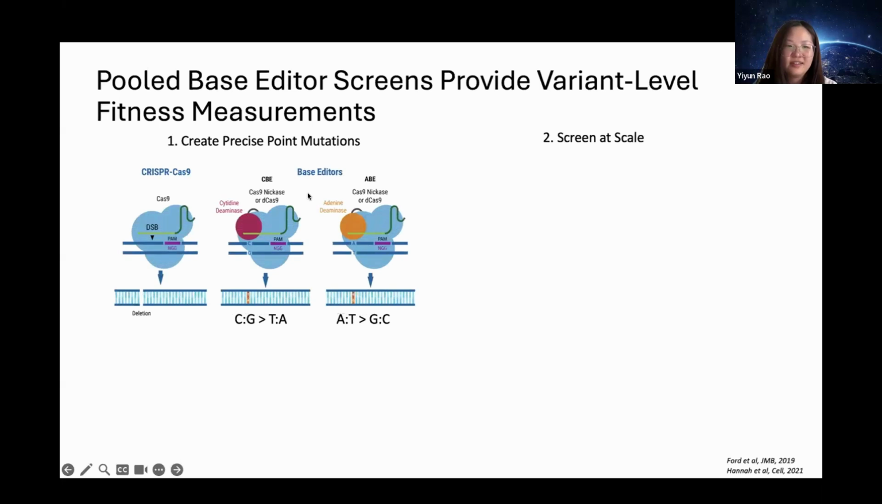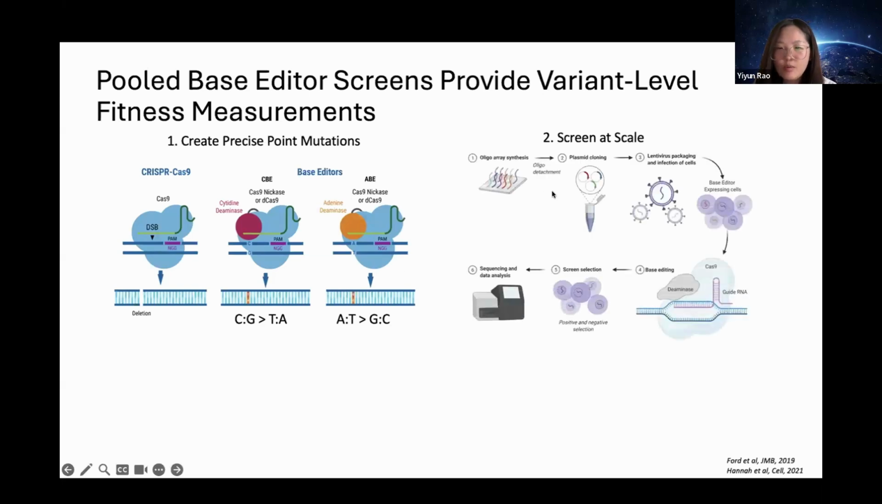It's called base editing. Not like the traditional Cas9, which makes a double-strand break and randomly inserts or deletes a fragment of gene, the base editors are actually a very large fusion protein. They use Cas9 nickase that only cuts one strand, and it is fused to a DNA deaminase. In particular, there are cytidine deaminases that convert C to T, and adenine deaminases converting A to G.